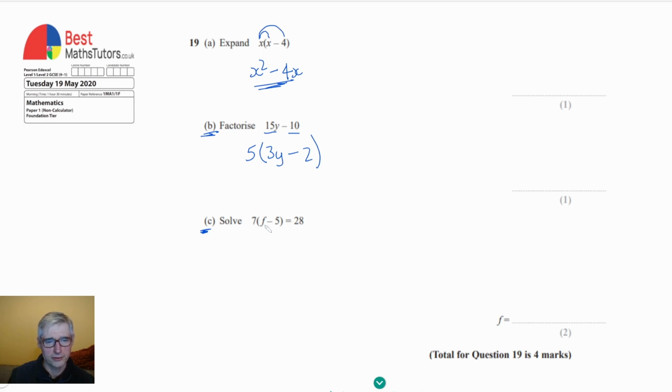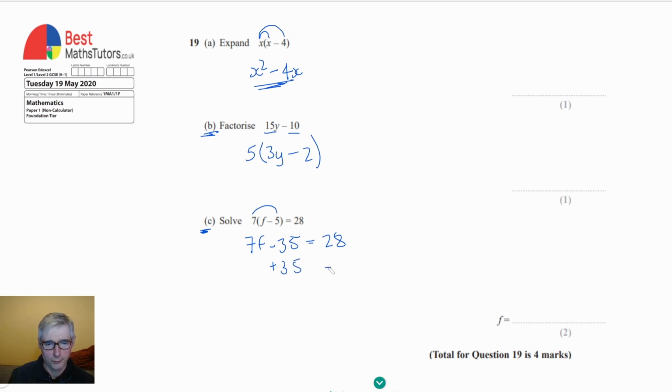So I'm going to say 7 times f, first of all, would give me 7f. And then 7 times negative 5. 7 times 5 is 35, so that's minus 35. And then that's still equal to 28. And then what we can do is we can try and get the f on its own. To start off with, what we're going to do is we're going to add 35 to both sides.